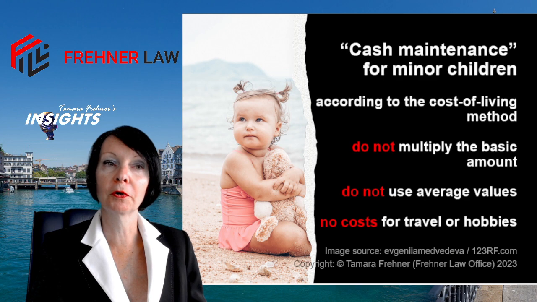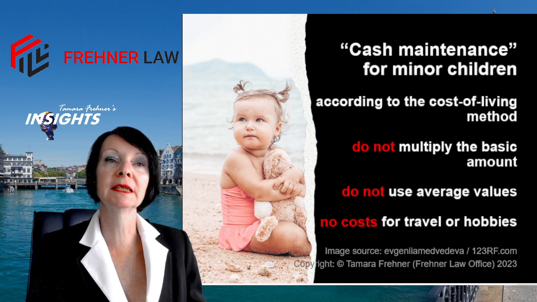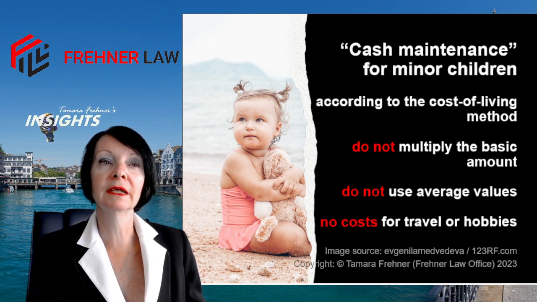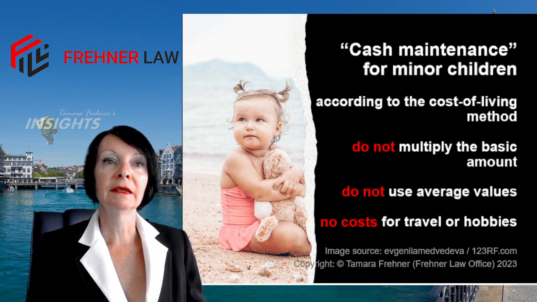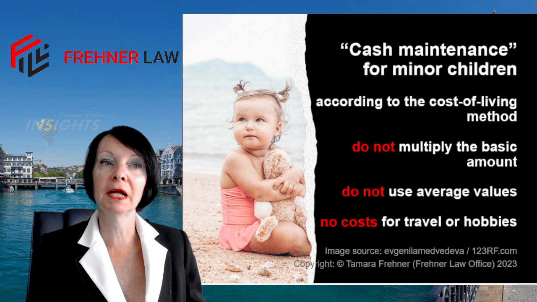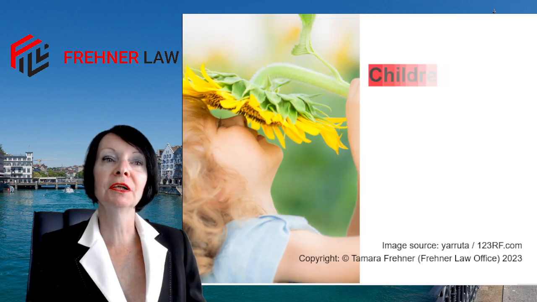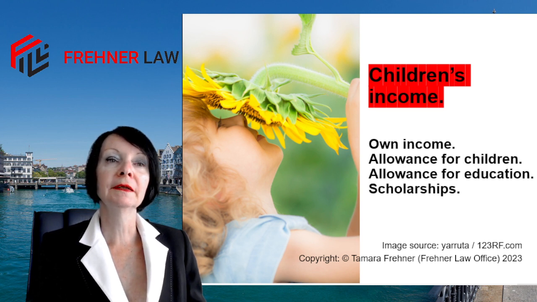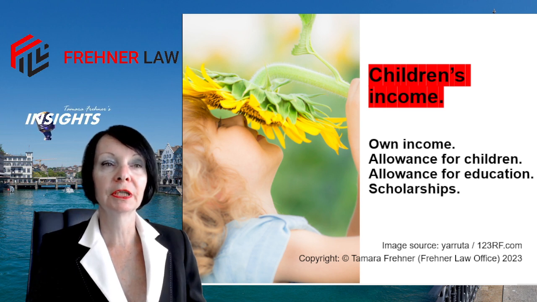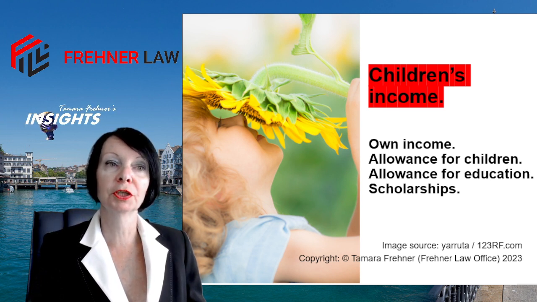It is not permissible to multiply the basic amount or to use average values from a table of child costs or to factor in additional items such as travel, hobbies, etc. This extravagant living must be financed from the share of the surplus. The children's income needs to be assessed. It can include own income, allowance for children and for education, as well as scholarships.